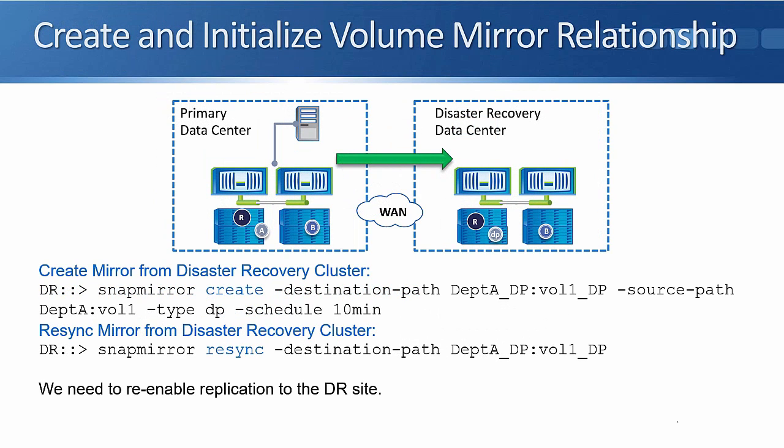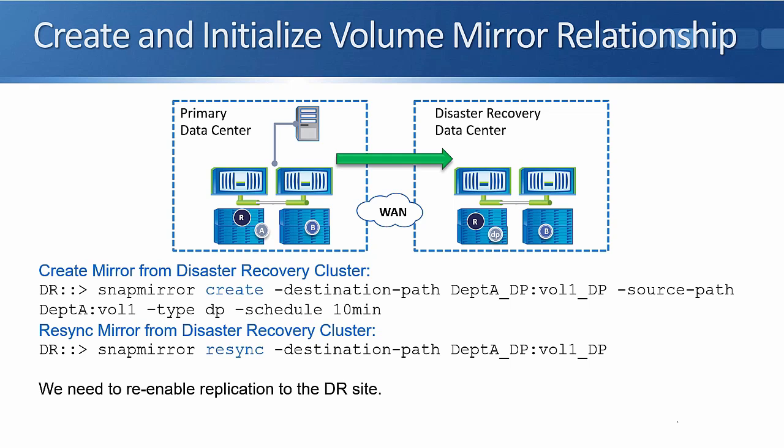Then back on the DR site again, we're going to reverse the direction again, back to running from the primary to the DR site. So on the DR site, we do a SnapMirror create. The destination path is going to be on the DR site now. So that's department A DP, volume 1 DP. The source path is in our main site. So that's department A vol 1. The type is DP, and we're going to configure a schedule of 10 minutes again.